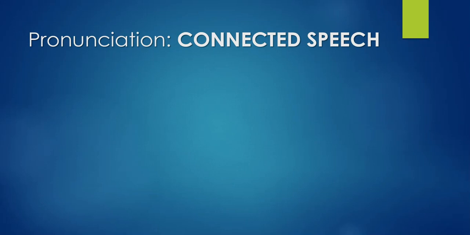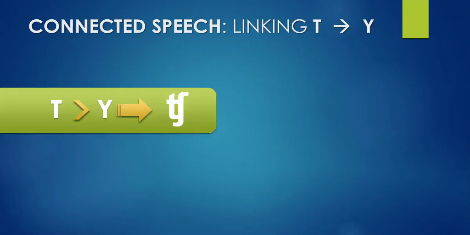So general connected speech rules probably are more familiar to most of you. In connected speech, what we do is simply producing a different sound when certain sounds come together. This is also called liaison. So when we, for example, have T at the end of a word, and then there's a Y sound at the beginning of the next word, we're just making a "chew" sound.